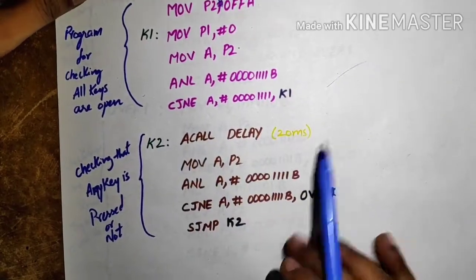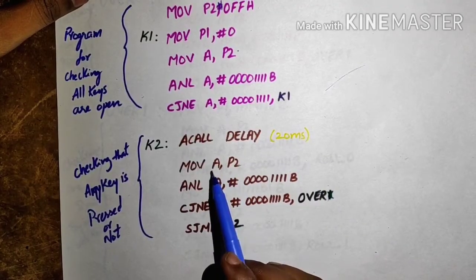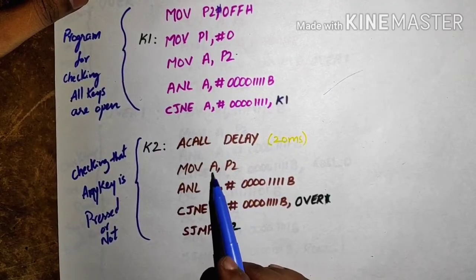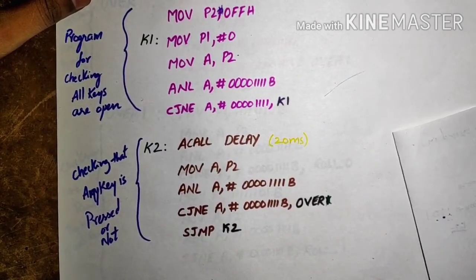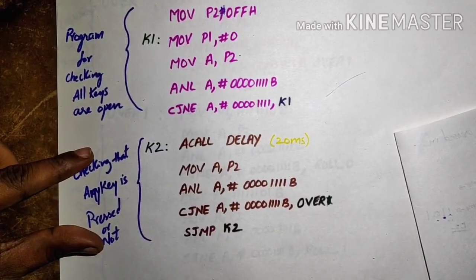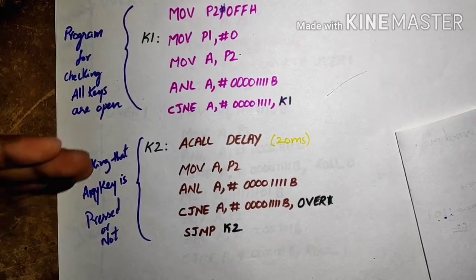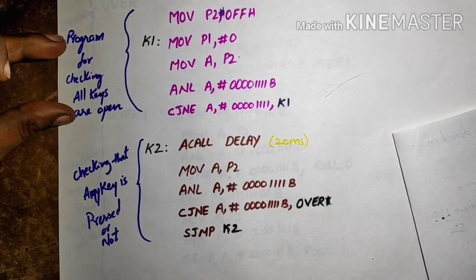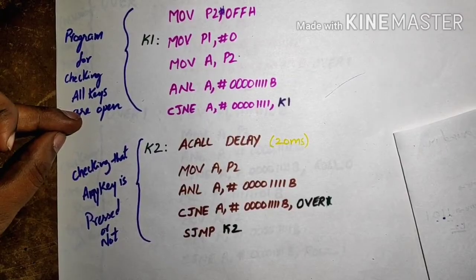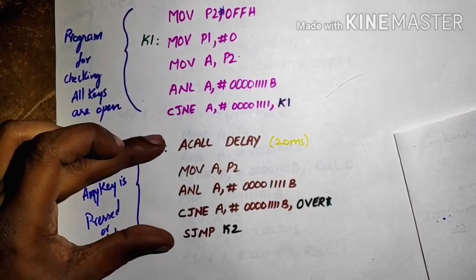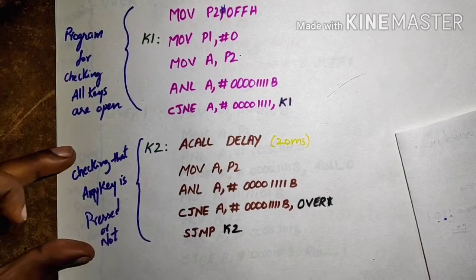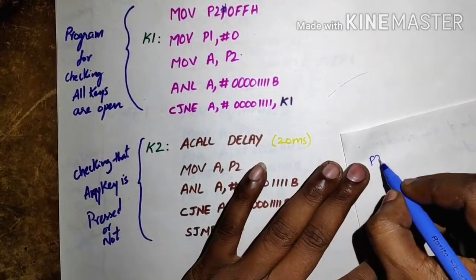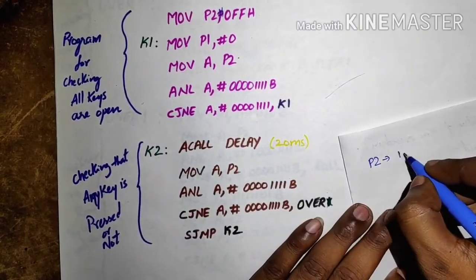So after some delay again it will read the value of our columns, port 2. The next step is to check whether there is a key press or not. Until here we have checked that all keys are open. After completing the initial stage we are coming to the next stage, that is, whether there is any key press. That's why again we will read the value of port 2.